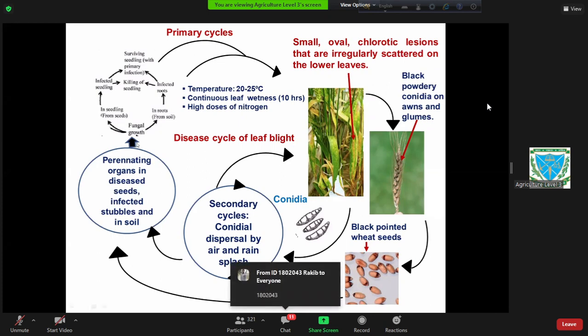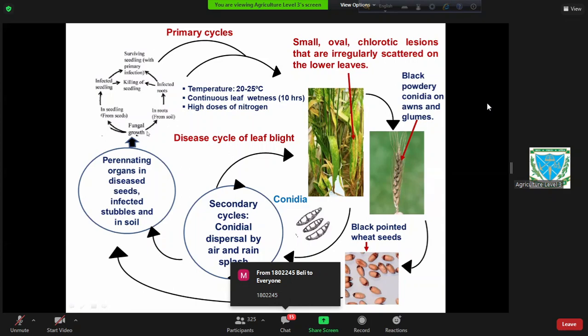So you sow the seed in the field, what will happen? The pathogen Bipolaris sorokiniana starts to grow, produces fungal growth and infects the seedlings. Some of the seedlings escape the infection or tolerate the infection and go to the mature stage, you see. But some of the seedlings cannot, and such seedlings are killed due to infection by this pathogen. You see infected roots and seedlings from the soil.